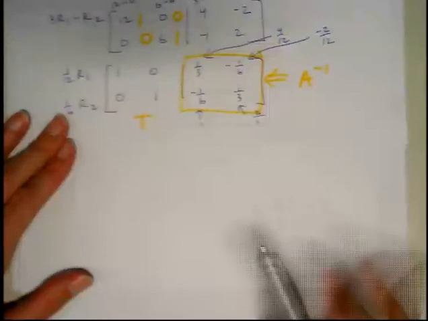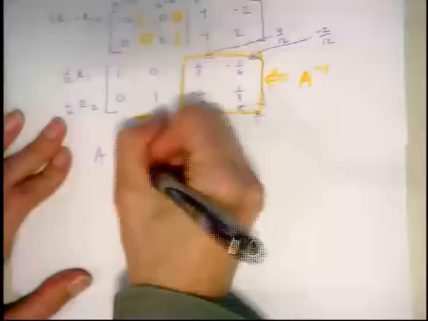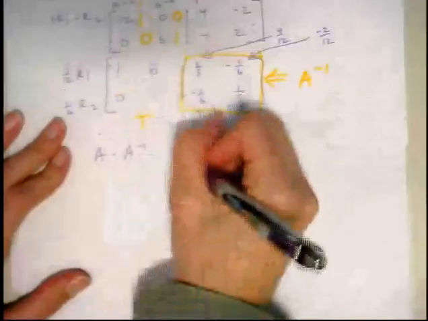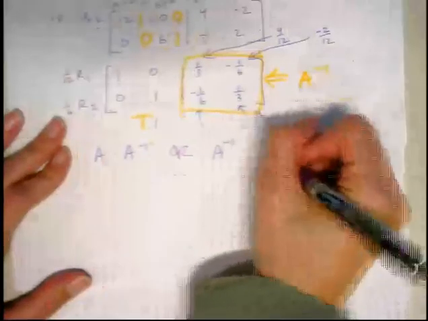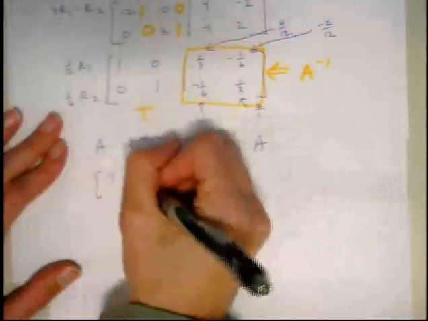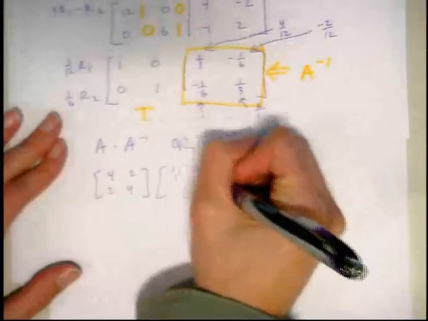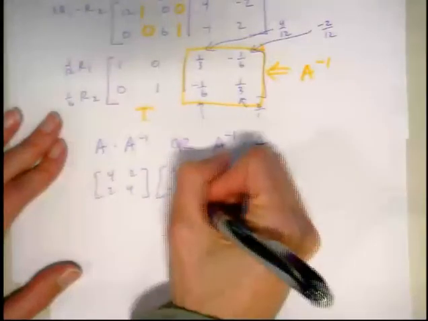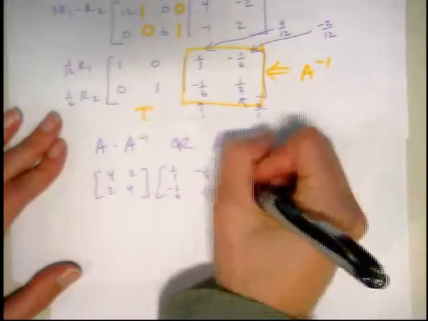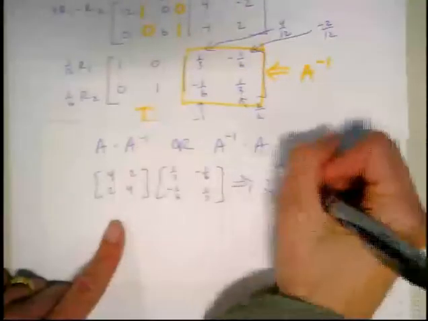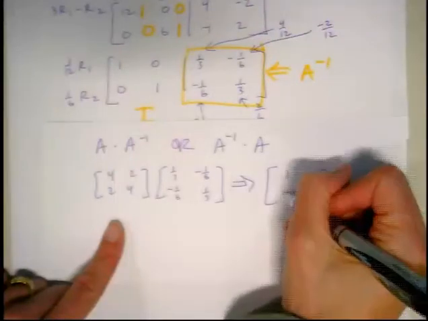I want to tell you how you would do that by doing A times A inverse. You could also, if you wanted to, do A inverse times A. Those should be commutative. I'm not going to, because I want to do another example. If I did my matrix multiplication, I would, lo and behold, get the identity matrix. I want to do another example, though.